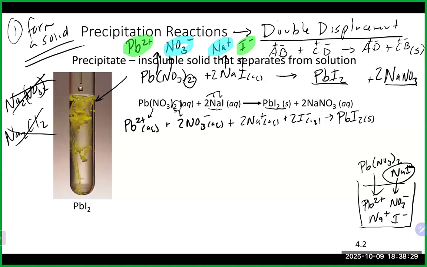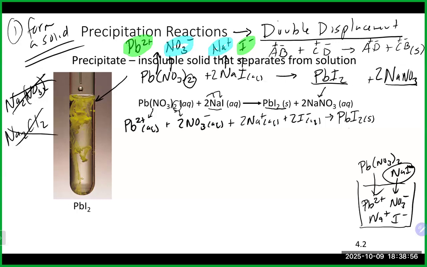Things that also stay together when you're doing this type of equation are things that are solid, things that are pure liquids, things that are gases in most cases, and things that are weak electrolytes. So weak electrolytes will basically stay together. Solids, liquids, and occasionally a gas will stay together. Now, this one here is also going to be a strong electrolyte, which means it will break apart.